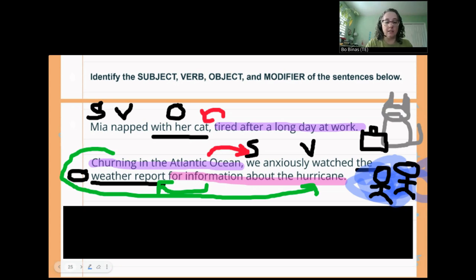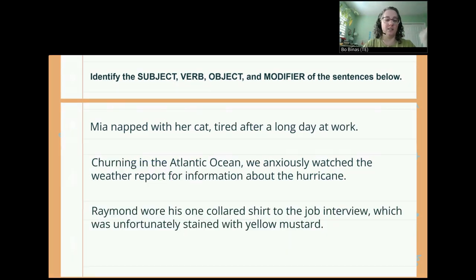After hurricane, yes. We anxiously watched the weather report for information about the hurricane churning in the Atlantic Ocean. There we go. That's better. Right? Now we are no longer churning in the Atlantic Ocean. Okay. Awesome. Is this starting to make sense now? Yeah? Awesome. Good.